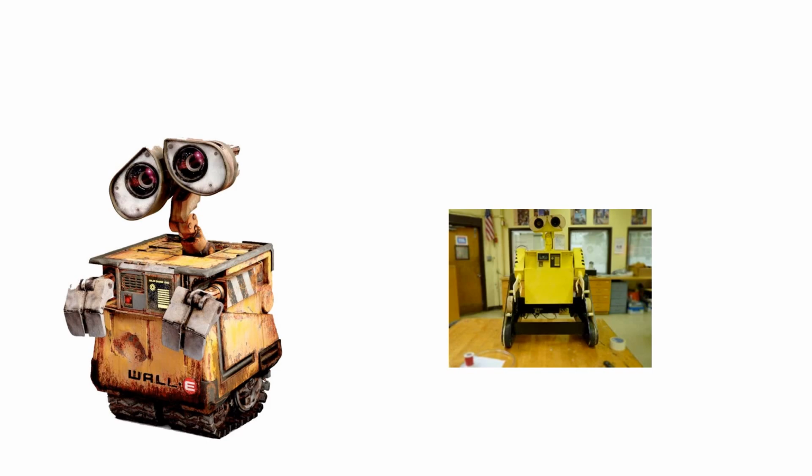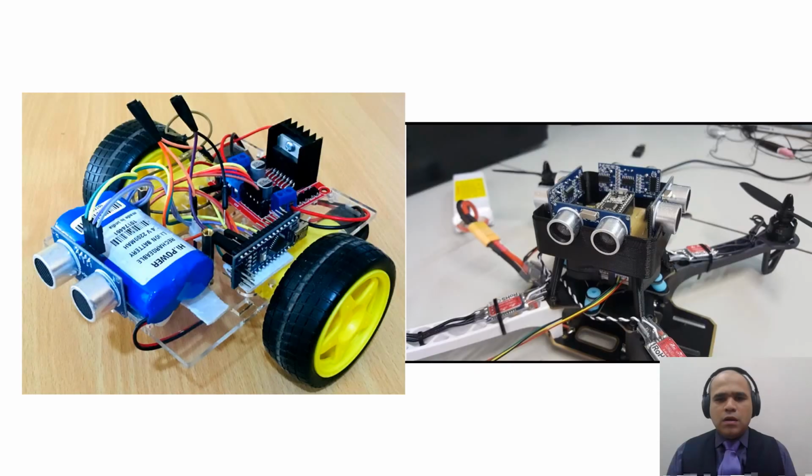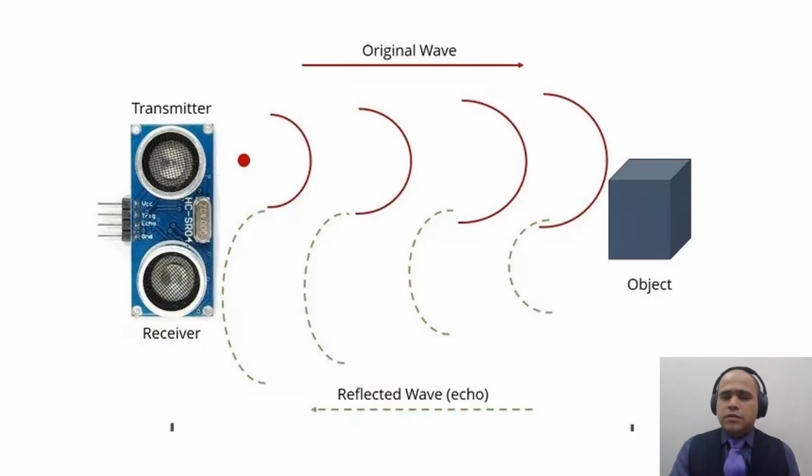How do obstacle avoiding robots, which look like Wall-E, actually work? Many times you see this two eye like structure, which we also call robotic eyes, in these robots. Now you see this four eye structure with quadcopters. So what is this sensor? This sensor is nothing but an ultrasonic sensor and its job is to measure distance.